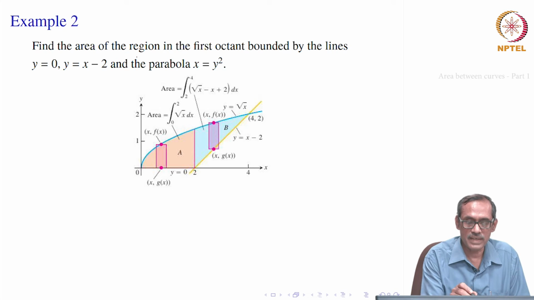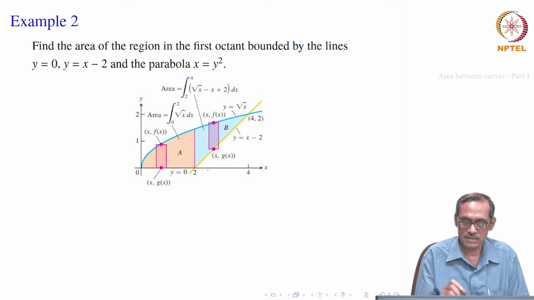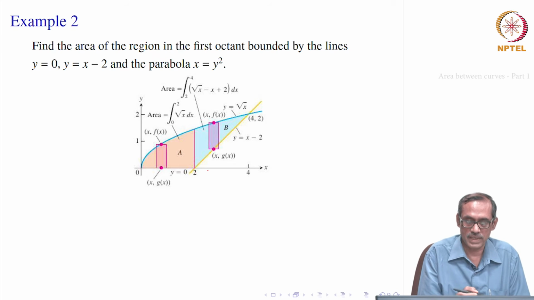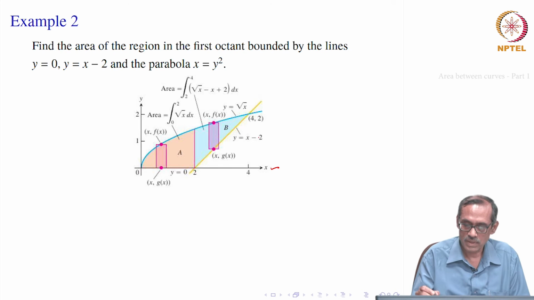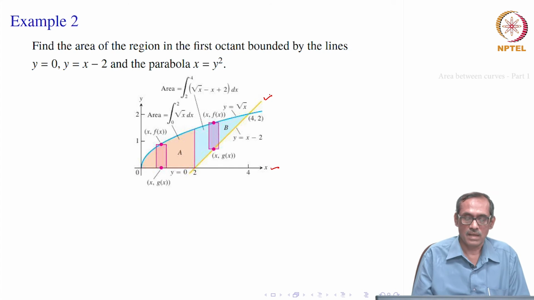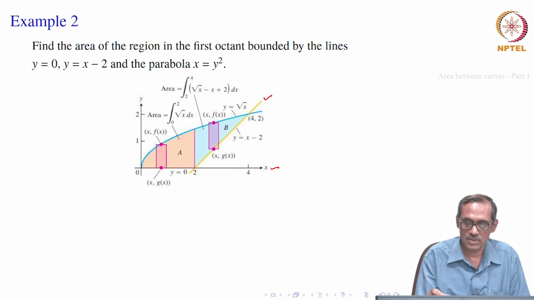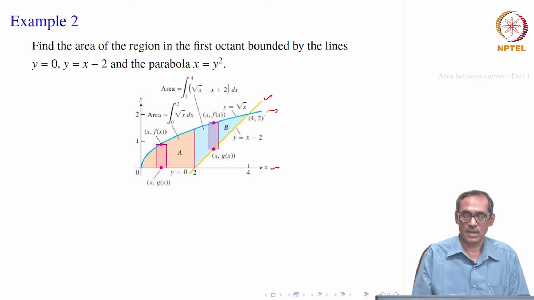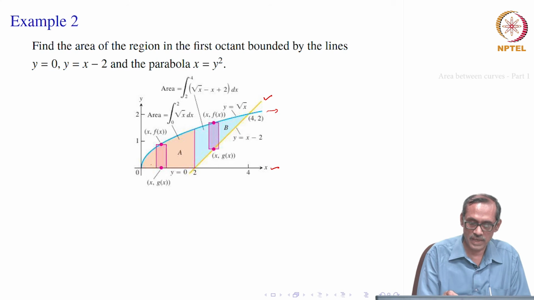We want to find the area of the region in the first octant. So, these curves might intersect somewhere else, we are not worried, only in the first octant, that region we want, which is bounded by the lines y equal to 0, that is the x axis, y equal to x minus 2, that is this yellow line, and the parabola x equal to y square, which is the blue curve. So, this is the area, right, this is the region. So, you want to find the area of this region.